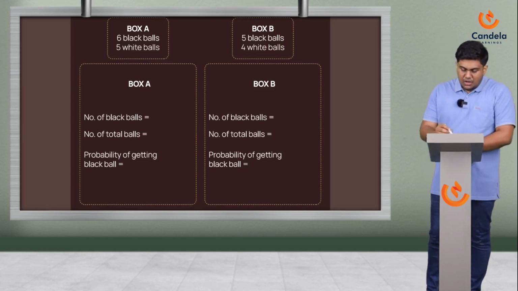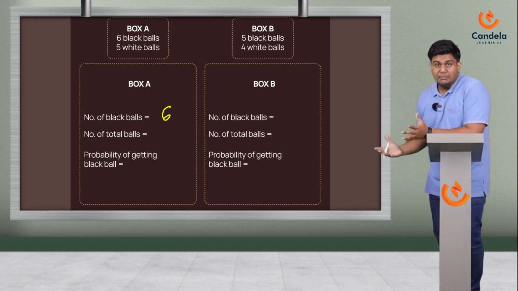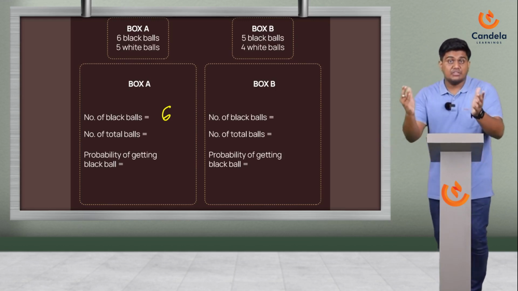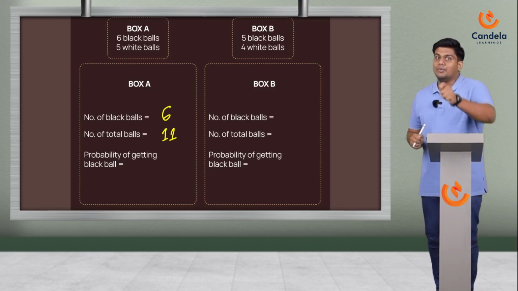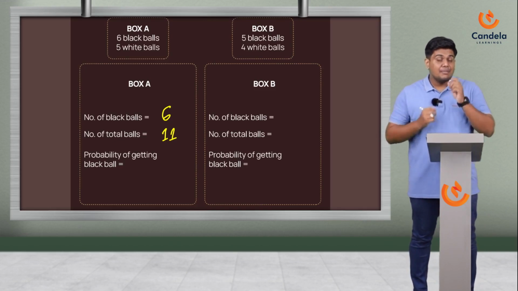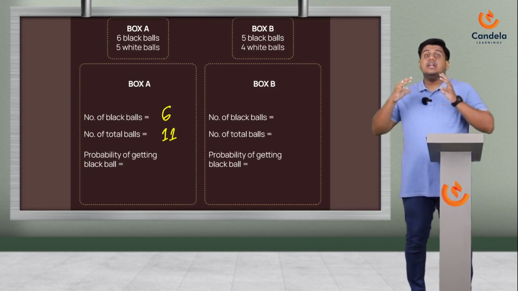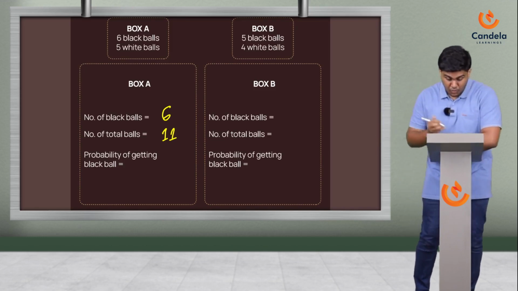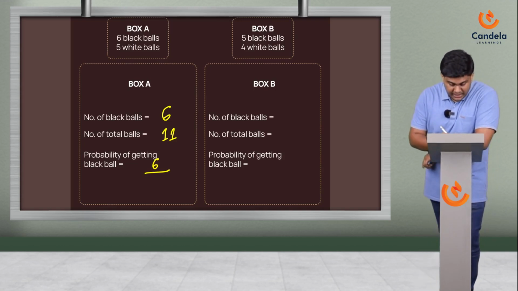Let's see. So, let's first look at box A. What is the number of black balls in that one? It is 6. What is the number of total balls? That is black plus 5, so 6 plus 5 is equal to 11. So what is the probability of getting a black ball? This is where your learning from the last session will come in handy. The probability of an event is the number of times that event occurs divided by the total number of outcomes. So the number of black balls is 6, the number of outcomes possible is 11, so the probability is 6 by 11.